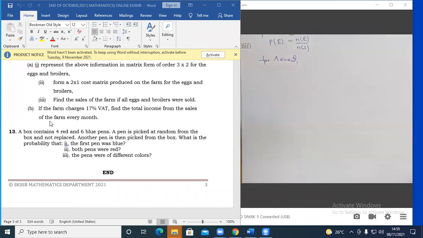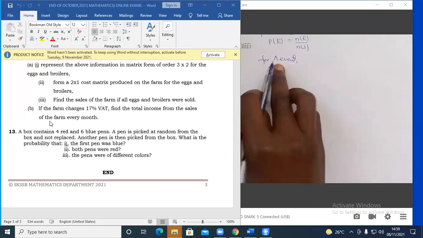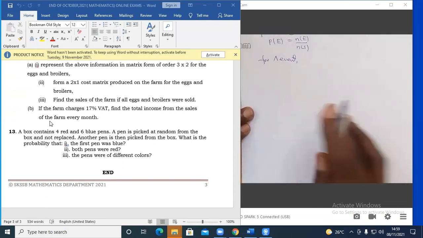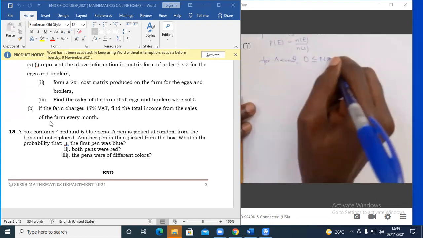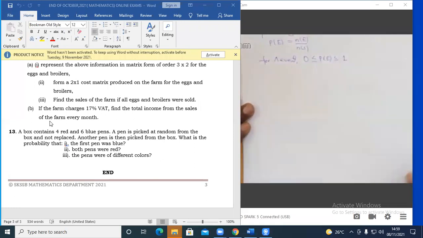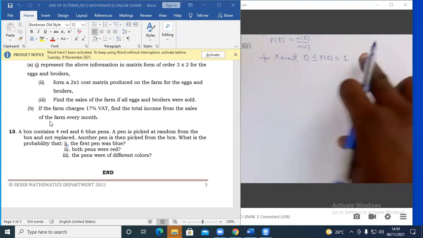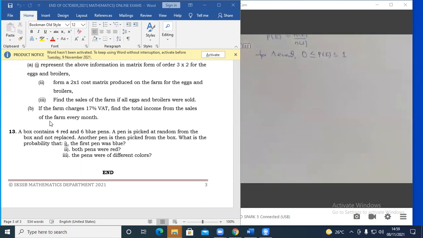These are maths language. For any event, probability must be less than or equal to 1. So this means there's no negative probability, and there's no probability beyond 1. So it must be between 0 and 1 inclusive.